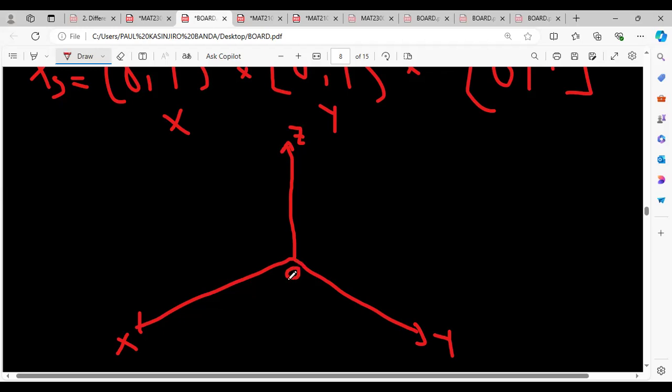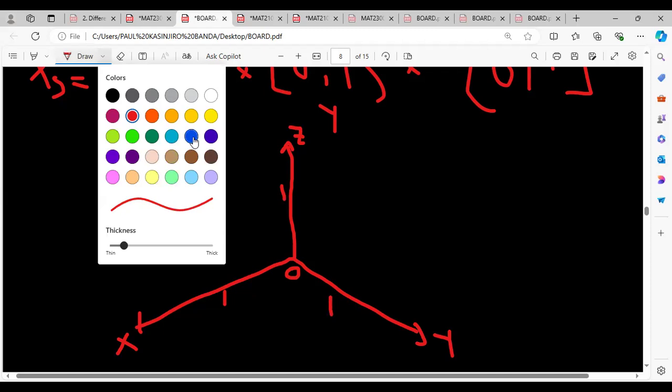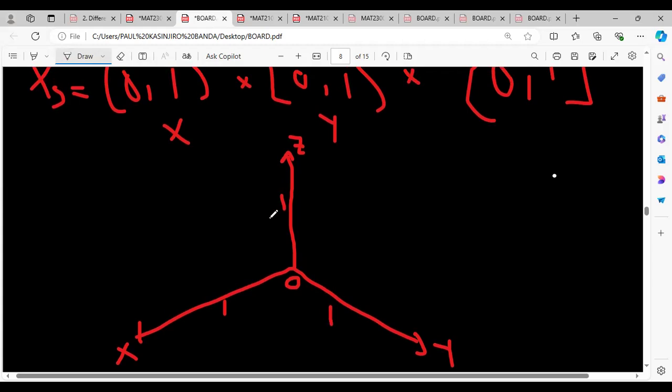Okay, so we start with x. If this is my 0 there, then I'm moving in the x direction there. I can have a 1 somewhere like here. Then if this is my 0, I'm moving in the y, I can have my 1 here. Then this is my z, I'm also moving there. I can also have my 1 there. Okay, so now let me use a different color. Let's say white.